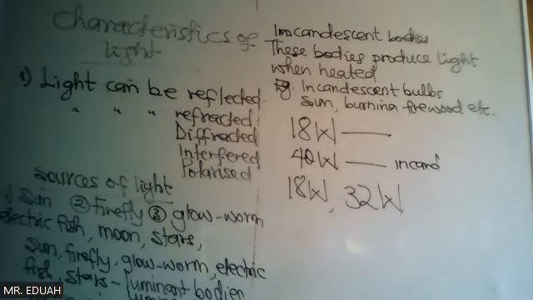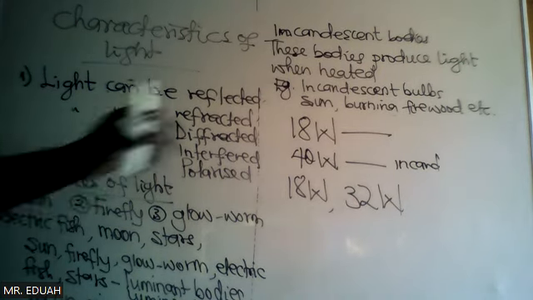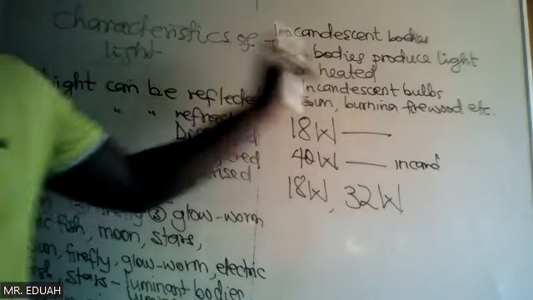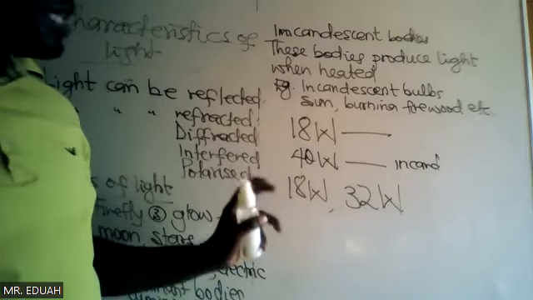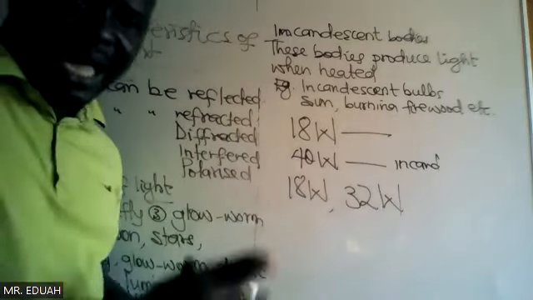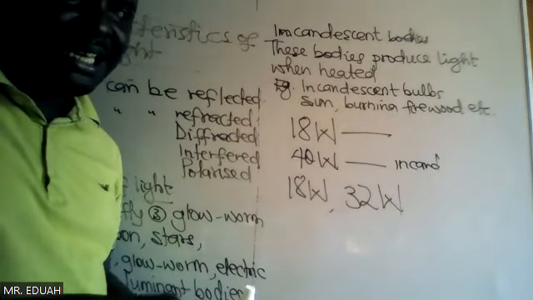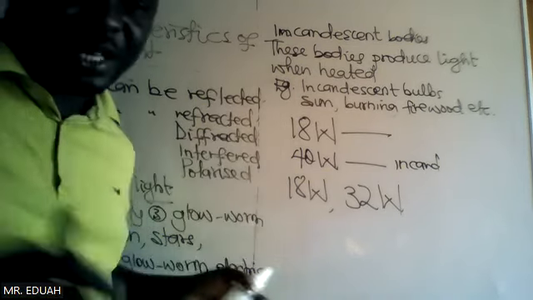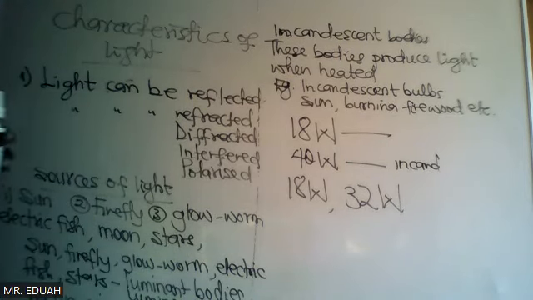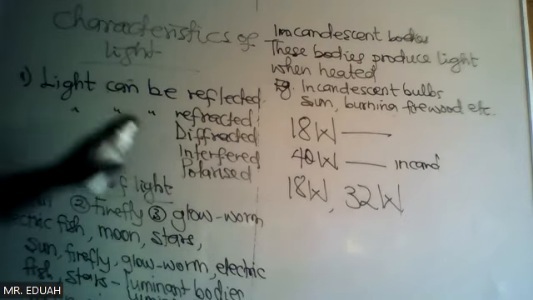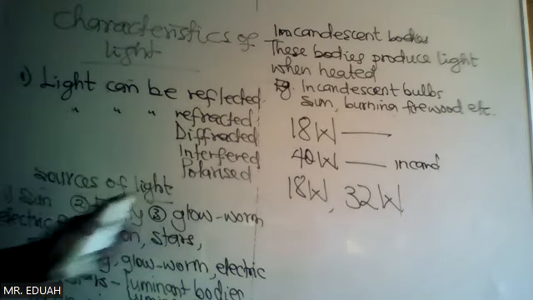Are you okay? Yes, sir. All right. So we have incandescent sources and fluorescent sources of light. An example of fluorescent is the fluorescent tubes. They are not supposed to be heated before they produce light. Their technology is different. All right. Then, if you have exhausted your questions, let's look at the first property of light.